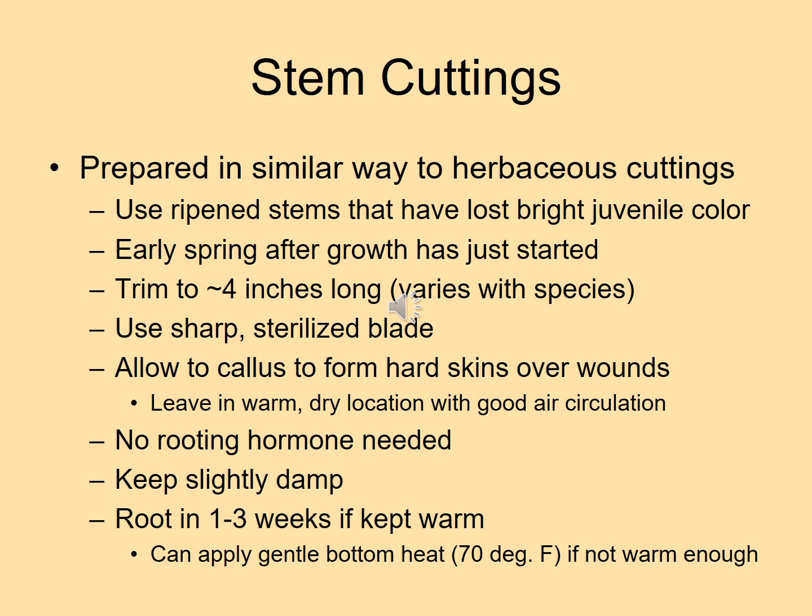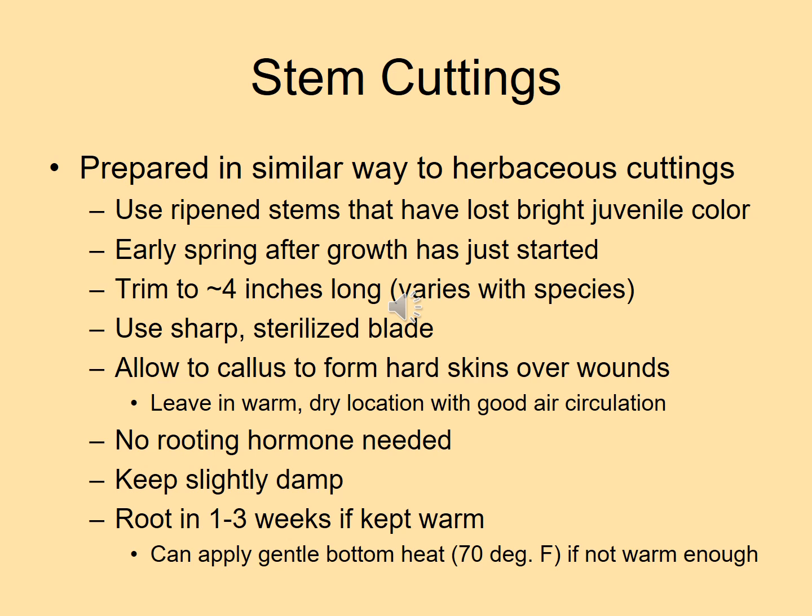So stem cuttings are done in a similar fashion to other herbaceous and woody cuttings. Used for cactus and succulent, ripe stems that have lost their bright juvenile color are better than taking the really young growth. So you want semi-ripe or ripe tissue. It's a little harder to tell on a cactus, but in general, try not to take it right from the tip, in other words. Early spring growth, after the growth has just started, you would take those more ripe tissues. So not taking the early spring growth, but at that time of the year is when you would take the semi-ripe and ripe tissues. They're usually 4 inches-ish long, with a sharp, sterile blade.